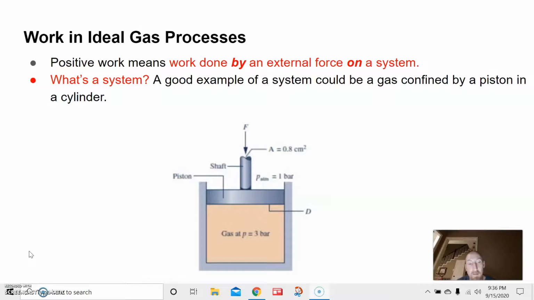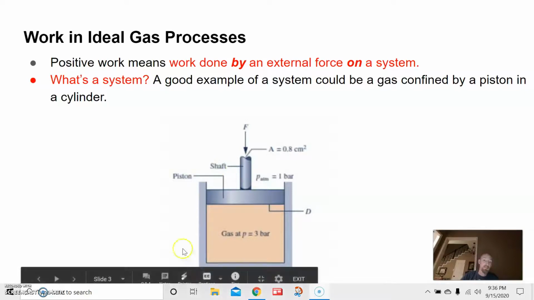Positive work will mean work done by an external force on a system. What's a system? A good example of a system is a gas confined in a cylinder, and it's trapped by this thing called a piston. We can push the piston in and out. We can heat the gas, and it can push the piston up. We can cool the gas, and the piston will drop down due to gravitational force. These are all things that can happen.